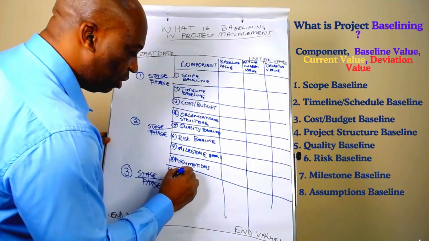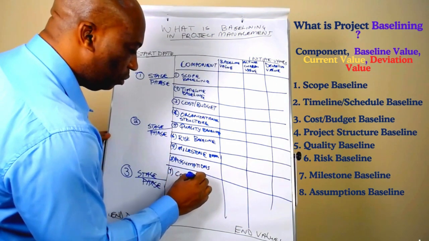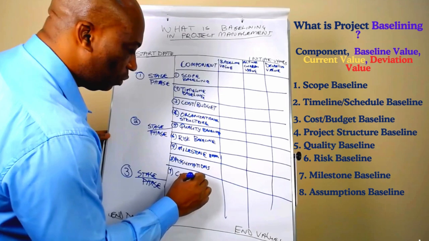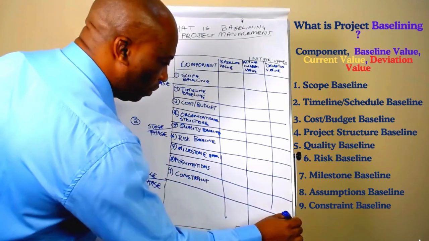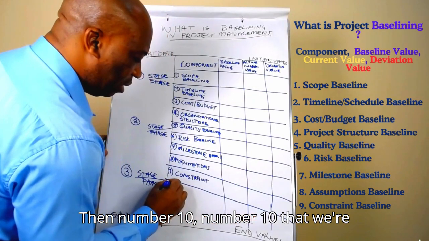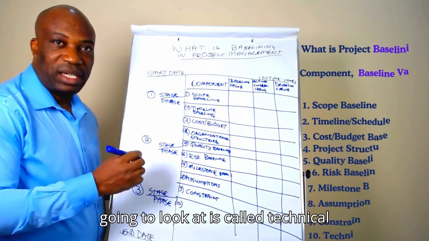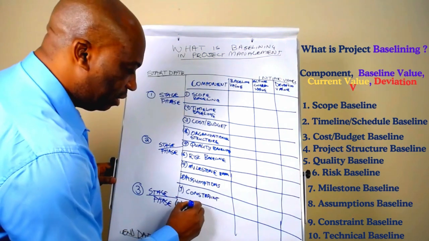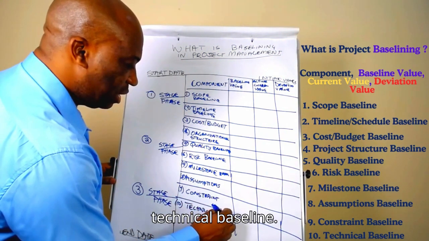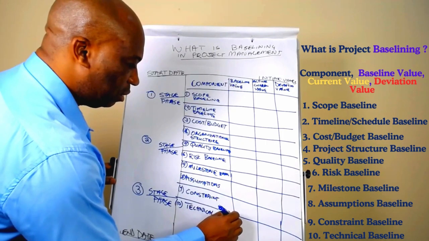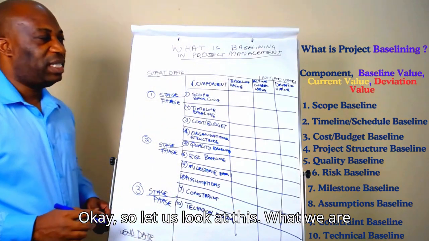Any constraints that we have. Constraint baseline. Okay. Then number 10 that we're going to look at is called technical baseline. Technical baseline. Okay. So let us look at this.